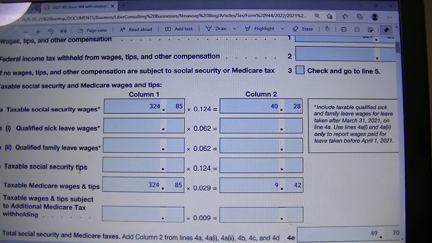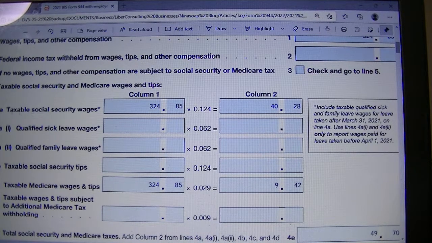You are going to withhold Social Security tax on tips and wages and sick leave and family leave from the employee's income. But you, as the business owner, are going to pay Social Security tax on wages and tips as well. So that's why they have 12.4% here. That's twice 0.062, for those two, employee and business owner.